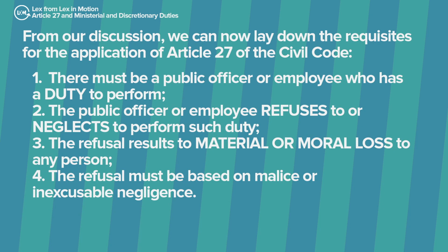From our discussion, we can now lay down the requisites for the application of Article 27 of the Civil Code. 1. There must be a public officer or employee who has a duty to perform. 2. The public officer or employee refuses to or neglects to perform such duty. 3. The refusal results to material or moral loss to any person. 4. The refusal must be based on malice or inexcusable negligence. The fourth requisite, kapatid, is not found in Article 27 but in jurisprudence. With that being said, let's proceed with the cases.